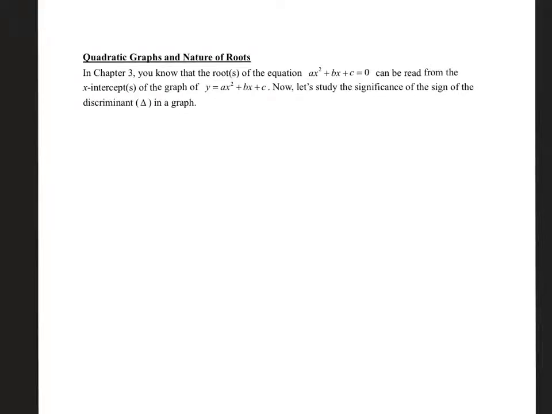In the previous chapter, you have known that the roots of a quadratic equation ax squared plus bx plus c equal to 0 can be found or read from the x-intercepts of the graph of the corresponding parabola. So what does that mean? It means that if you have an equation ax squared plus bx plus c equal to 0, its roots are, let's say, x1 or x2.